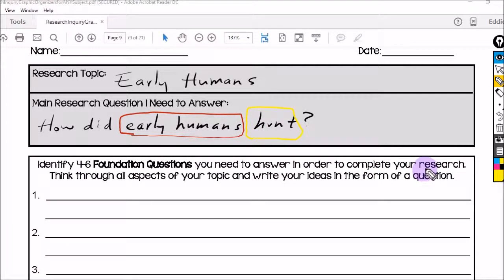Another example could be, let's say your question is, how did ancient Egyptians make mummies? So your topic would be ancient Egyptians, and then it would be mummies. So you box those two.